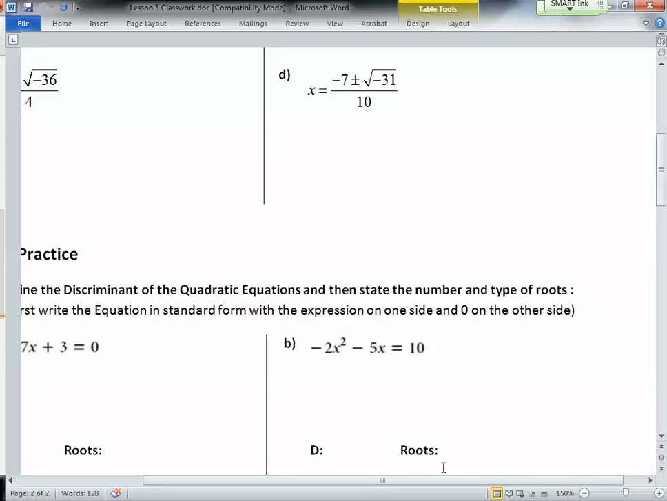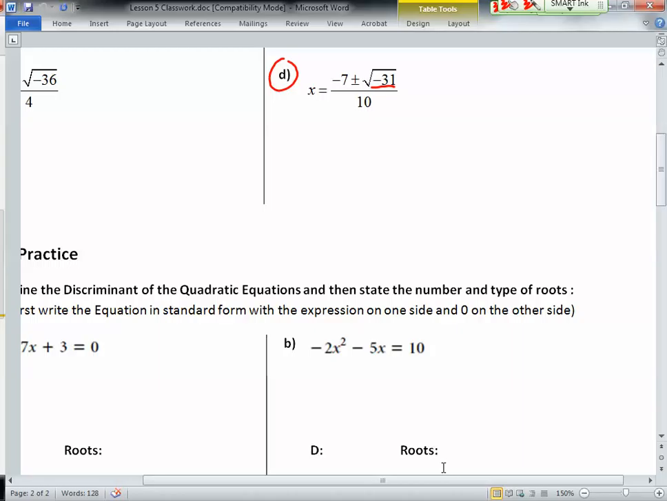Okay, so now we're going to do problem D of the warm-up for lesson 5. And again, we're just trying to simplify this expression so that we can figure out what is the value of x. I have a similar problem up here, -7 plus or minus the square root of -31, all of that divided by 10.